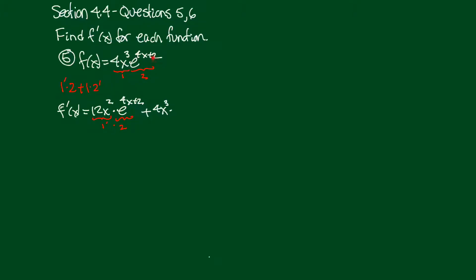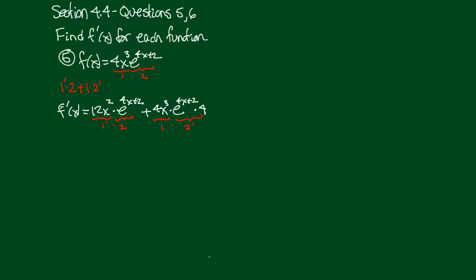Now the second is that exponential function. And we know how to differentiate an exponential function. It's the function itself, e to the 4x plus 2, times the derivative of the exponent, which is 4, right? The derivative of that exponent is just 4. So I'll mark down what I've done. Here's the first times the derivative of the second.